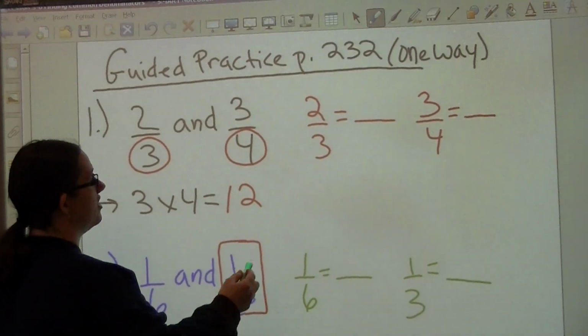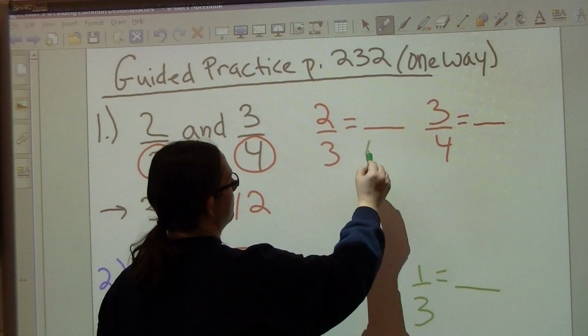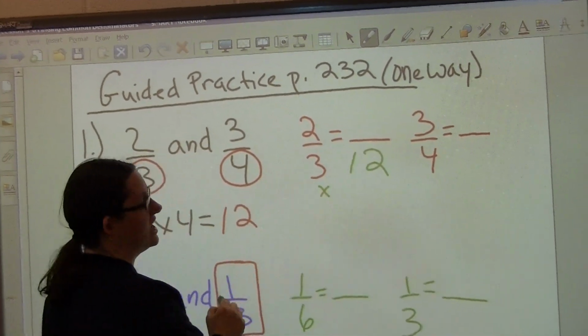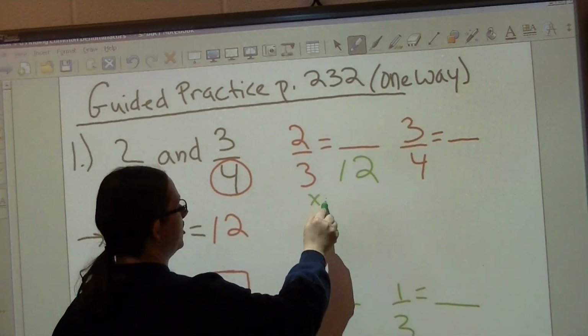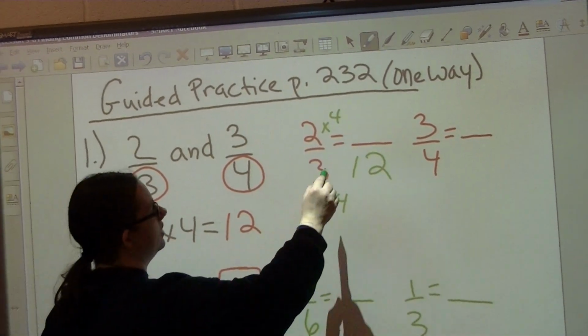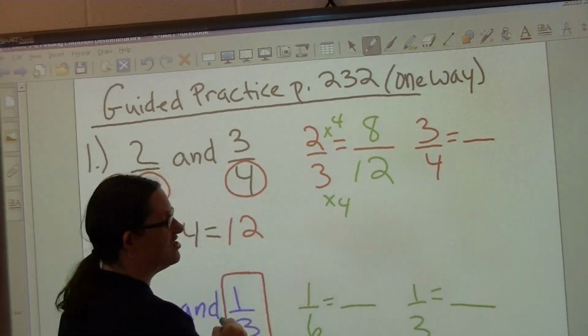Okay, now we're going to rename those fractions using the denominator of 12 so they both have the same denominator. So I need 2/3 to equal something over 12. 3 times what, 5th grade, gives me 12? 4. Good. So to make it an equivalent fraction, I do the same to the top. What's 2 times 4? 8. Good. So now I have 8/12.